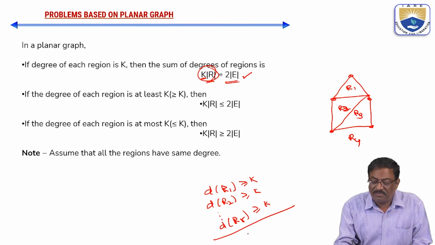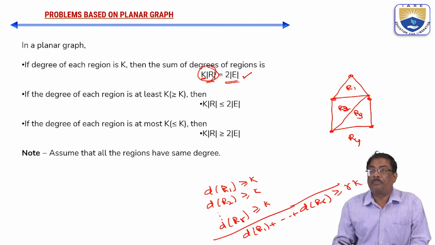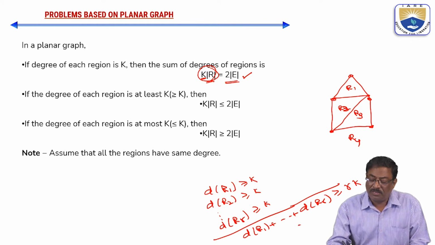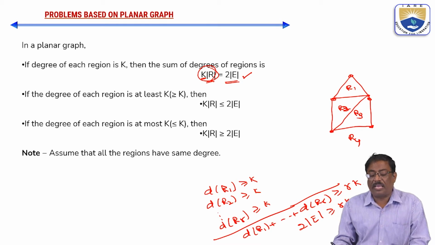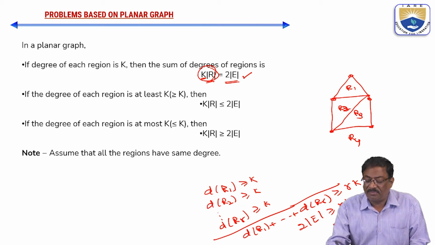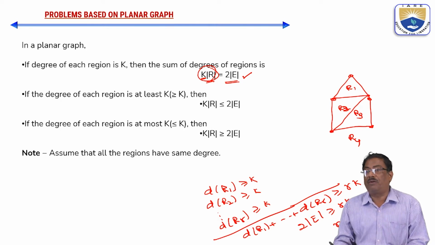So the sum, degree of R1 plus degree of R2 and so on up to degree of RR, is greater than or equal to how many times it is repeated? R times it is repeated. So RK. And this is nothing but 2 into the number of edges, which is greater than or equal to RK. So RK is less than or equal to 2 into the number of edges.